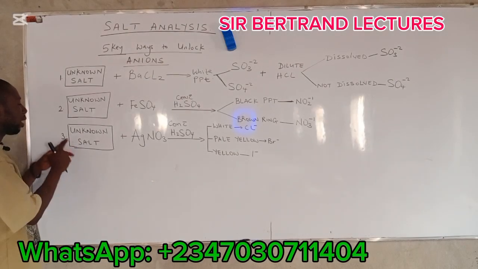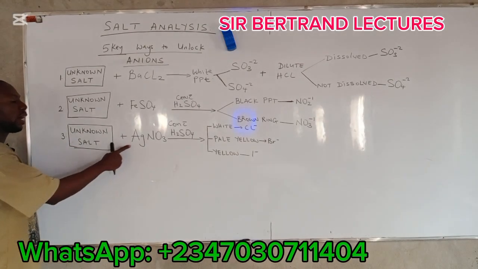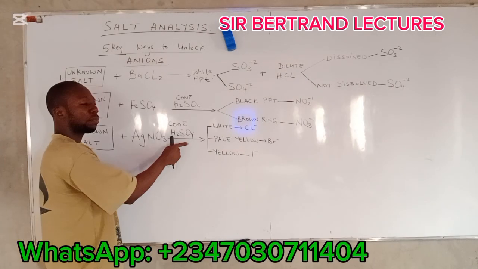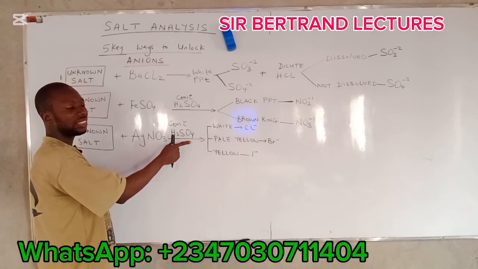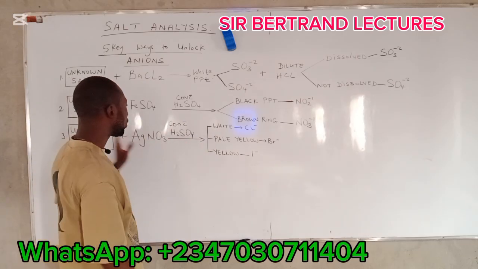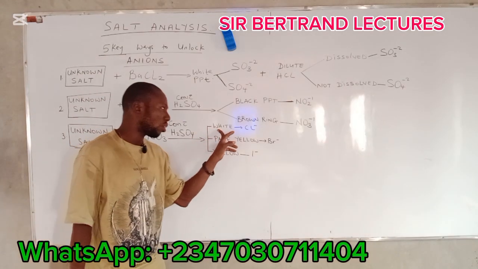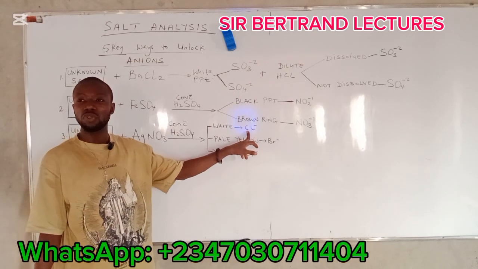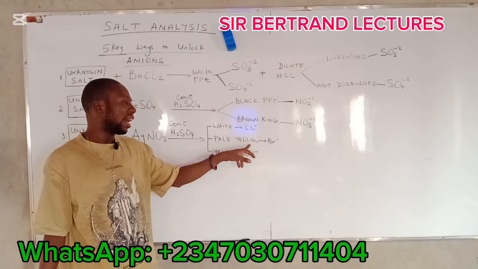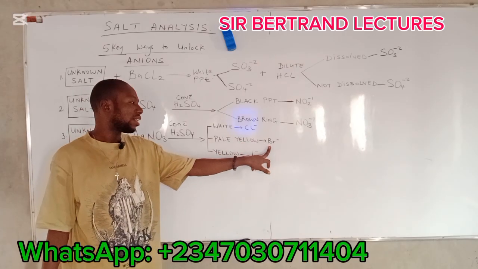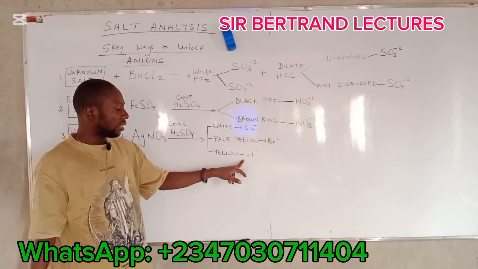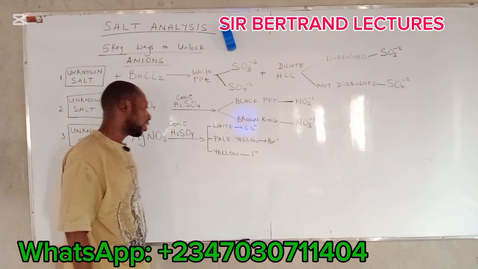I said, to an unknown source sample, you add this salt, silver trioxonitrate(V) salt, in the presence of concentrated tetraoxosulfuric acid. If the source sample gives white precipitate, it indicates the presence of chloride ion. If it gives pale yellow precipitate, the anion that is present is bromide ion. Then if it gives yellow precipitate, the anion present is iodide ion.